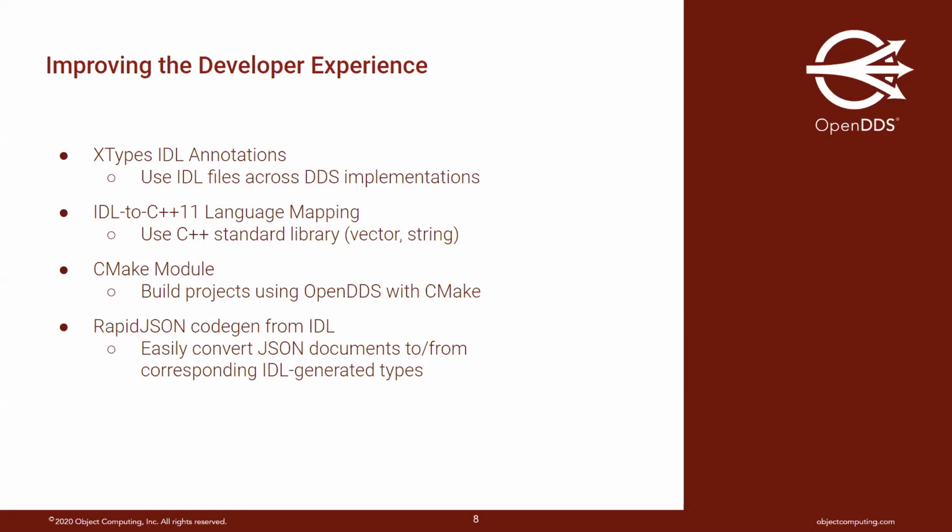And the last one on this list is RapidJSON code generation from IDL. So you'll see JSON come up a little bit later in this presentation as well. But here we're just talking about essentially a lower level feature where, if you'd like external communication, like non-DDS communication, if that needs to be JSON formatted data, the OpenDDS IDL compiler can generate code that will use the RapidJSON library to convert to and from JSON documents, right, with these corresponding IDL generated types.